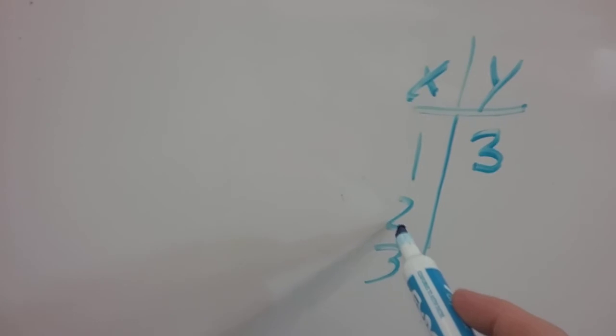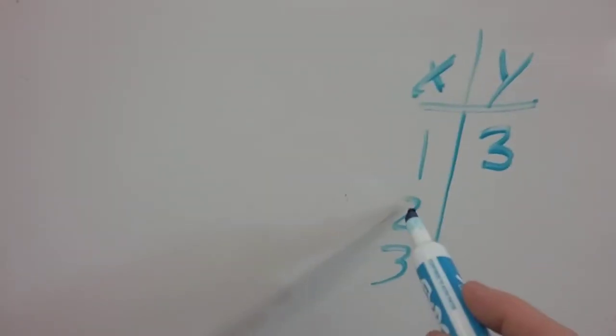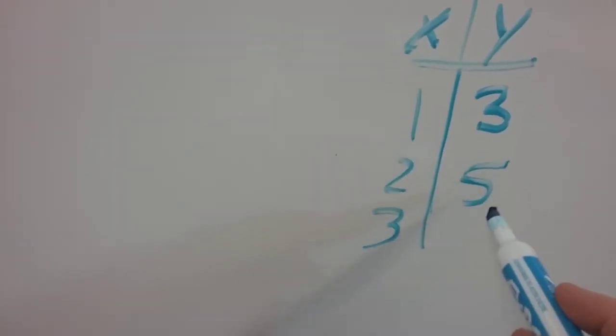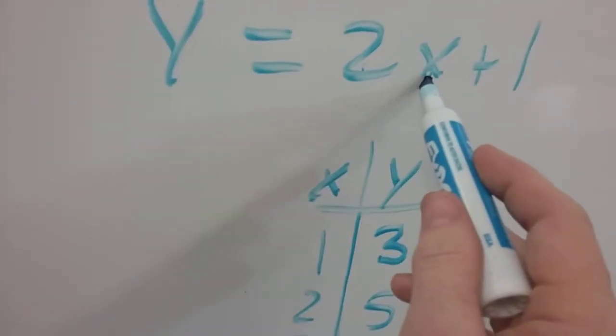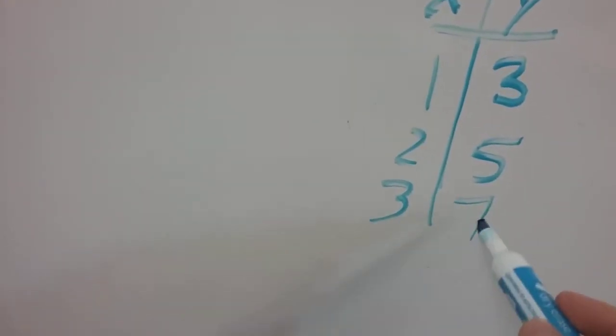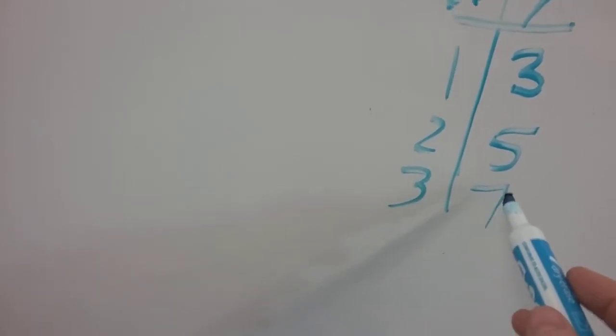But if I put in 2, I'm choosing the value for this, so it's independent. 2 times 2 plus 1. 2 times 2 is 4 plus 1, so y is 5. If I choose 3 for the value of x, 2 times 3 plus 1, my answer is 7. The independent number is 3 and the dependent is 7.